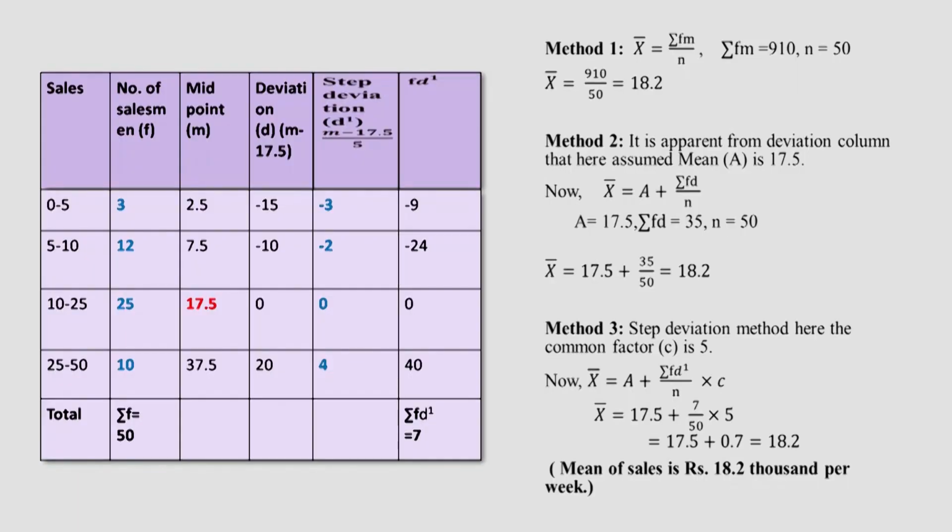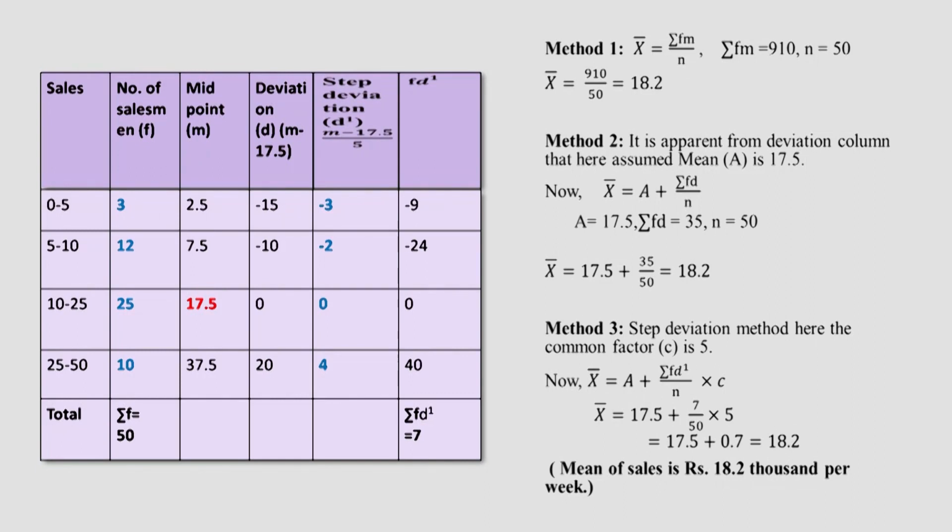Now, your new value is d dash and you have to compute f into d dash. Earlier what you were doing? You were calculating f into d. Now, you will calculate f into d dash, alright. So, f into d dash is coming, 3 into minus 3 is minus 9, 12 into minus 2 is minus 24, 25 into 0 is 0 and 10 into 4 is 40. Then same, you have to calculate the summation of this particular column, f d dash. So, summation of f d dash is 7.